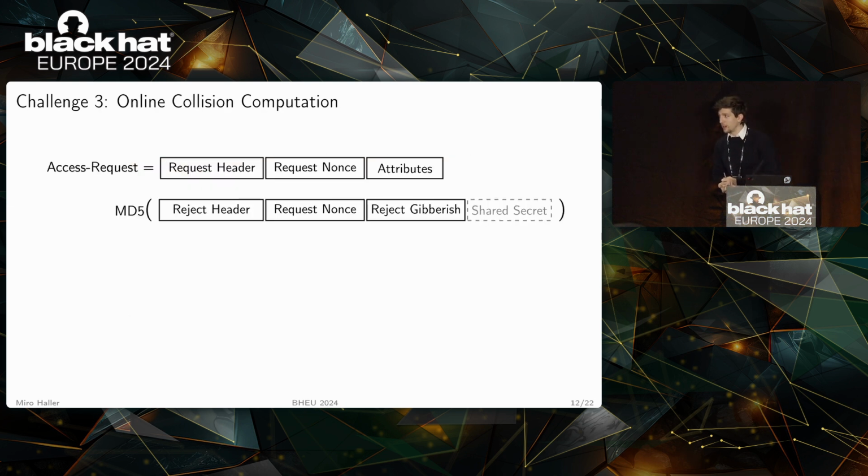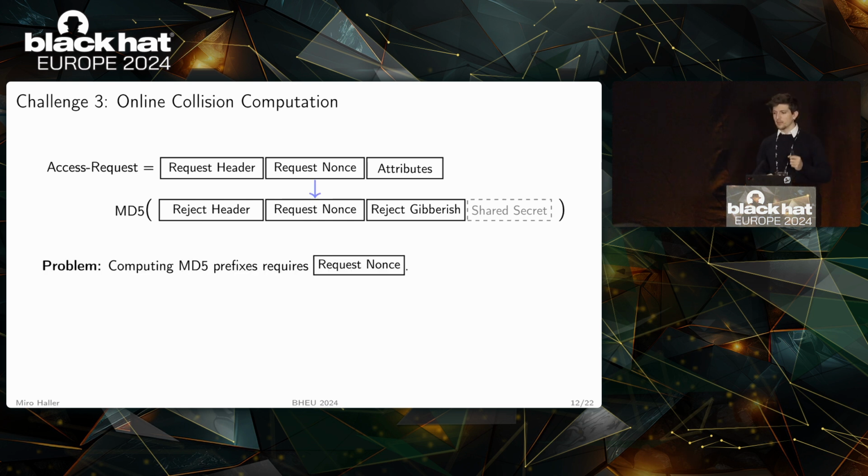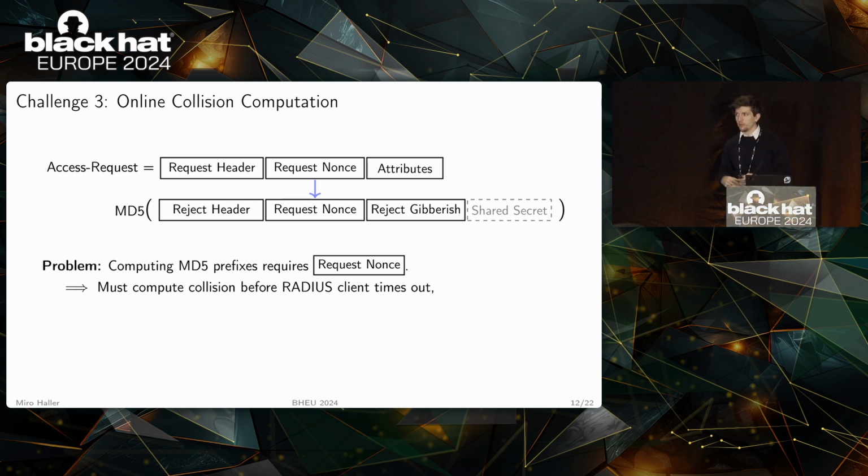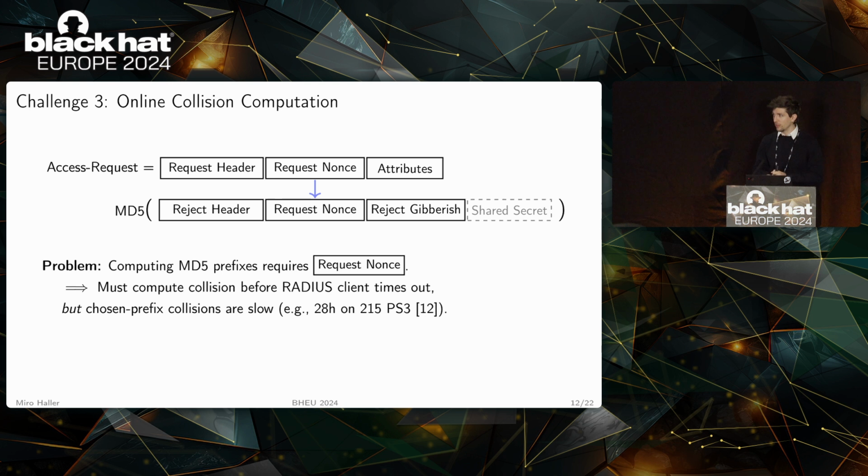The last challenge that I will talk about is that you can note that in the prefix, we need to know the request nonce. And so that means that the adversary cannot pre-compute an MD5 collision. It needs to wait until it sees the access request before it can compute the collision online. And that's an issue because the Radius client can time out while it waits for an answer from the Radius server. And so that's particularly bad because those chosen prefix collision attacks are pretty slow. For example, to compute the rogue TLS-CA certificate, they ran the attack for 28 hours on a cluster of 215 PS3 machines.